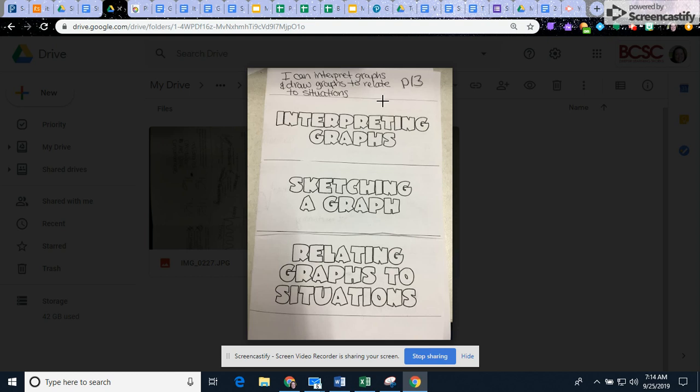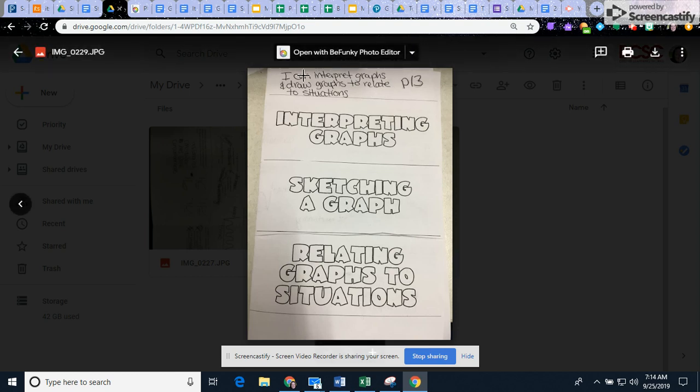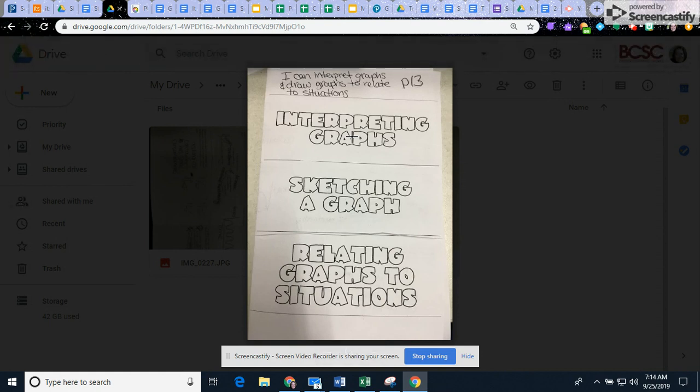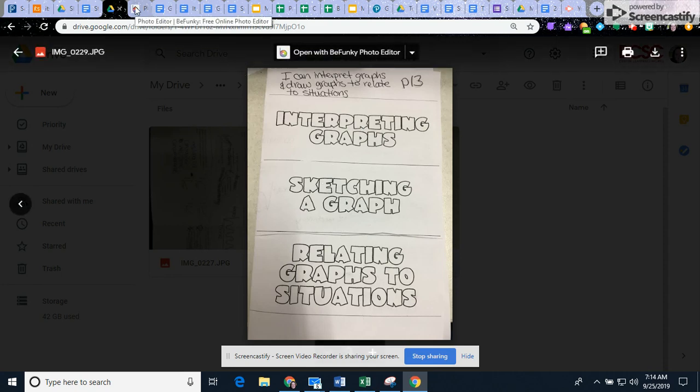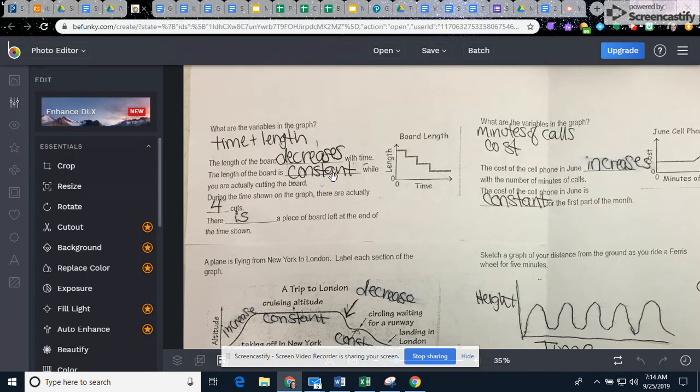Hi, for page 13 in our notebook, our goal that you should write at the top of your foldable is: I can interpret graphs and draw graphs to relate to situations. The other thing that needs to happen is that you should have a cut between these two words, interpreting graphs and sketching a graph, and then a cut down here between sketching a graph and relating graphs to situations. So now we're going to open it up and we're going to start our notes.